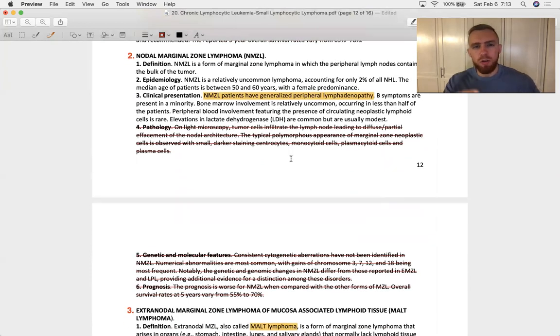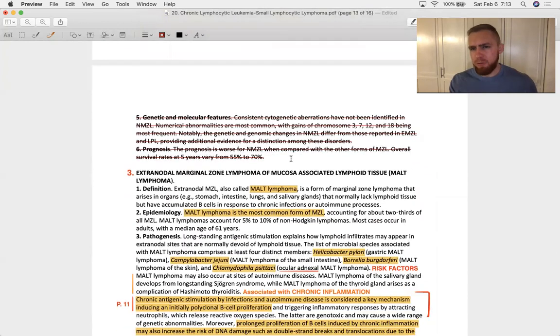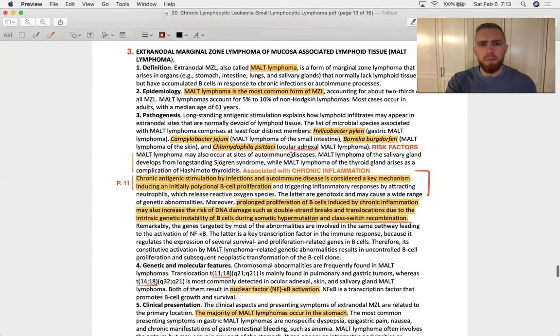Now, marginal zone lymphoma can show up outside the spleen in a normal lymph node. And you just biopsy it and look for the translocation, look for the staining. And finally, marginal zone lymphoma can show up in places besides the spleen and lymph nodes. So the classic example of that's the stomach with a Helicobacter infection. But also Campylobacter has been associated with maltomas of the small intestine.